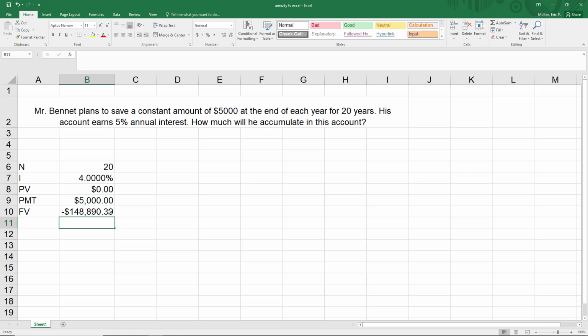With this single function, you can now find the future value of any annuity your professor might throw at you.